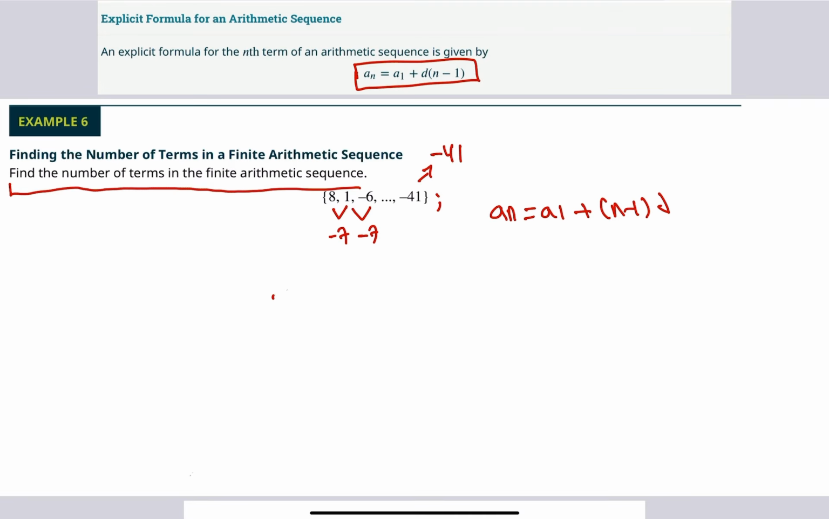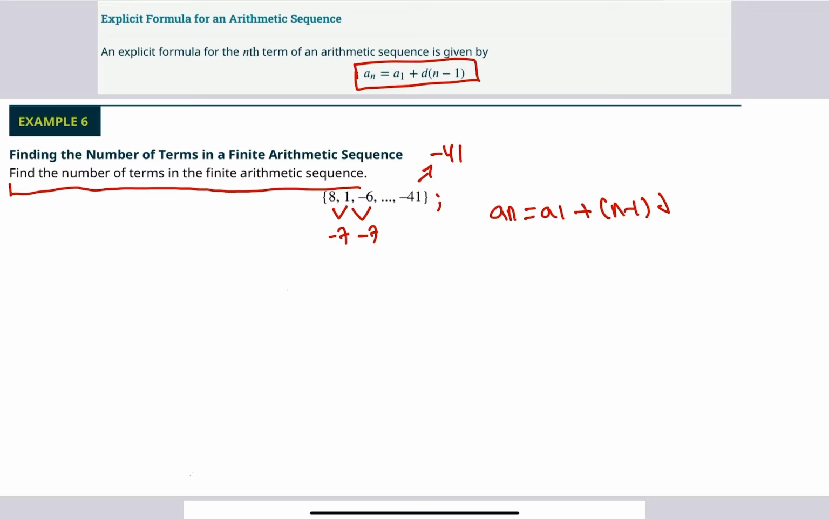I'm not going to find all the numbers between negative 6 and negative 41 and then just count them and be like, oh, negative 41 stands for that term. No. Instead, I'm going to try my best to use the formula and determine n, which represents the nth term, right? So my main goal is to find n.